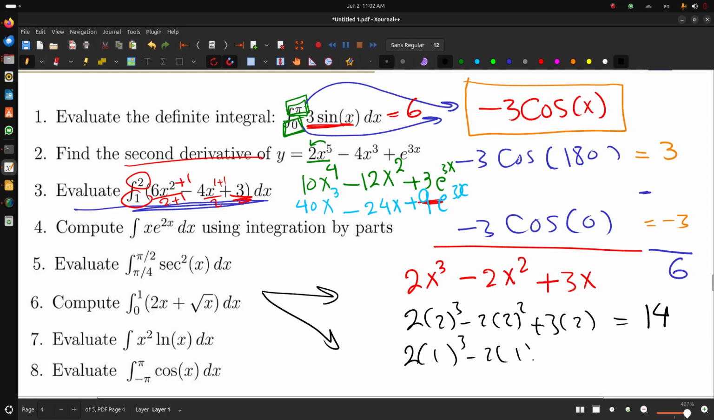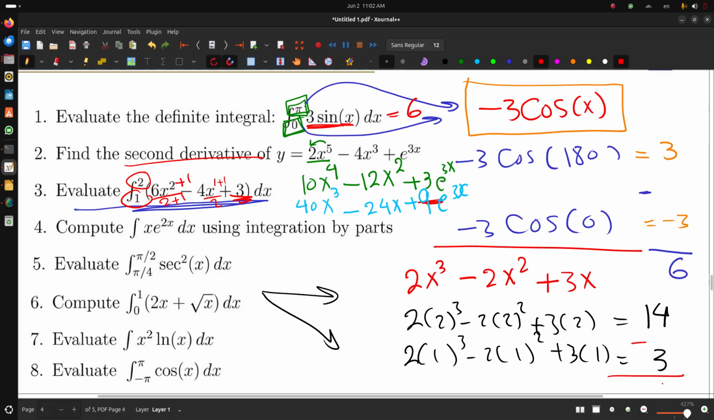Okay, second time I will plug in 1, so it will be 2 times 1 power 3 minus 2 times 1 power 2 plus 3 times 1. So it will be 2 minus 2, which is 0, plus 3 equal to 3. And then the final and last step, you will make 14 minus 3, it will be 11. So the answer for this one is equal to 11.